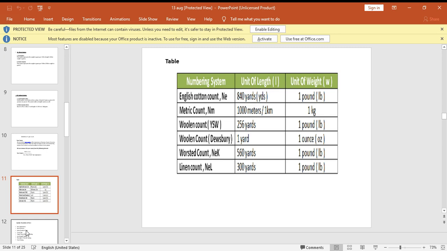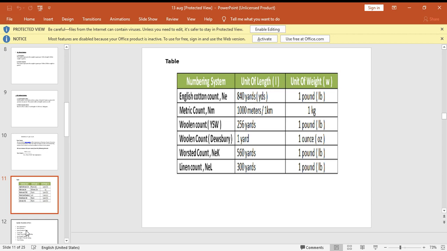And woolen count, 1 yard, 1 ounce. Worsted count, 560 yards, 1 pound. And linen count, 300 yards, 1 pound.